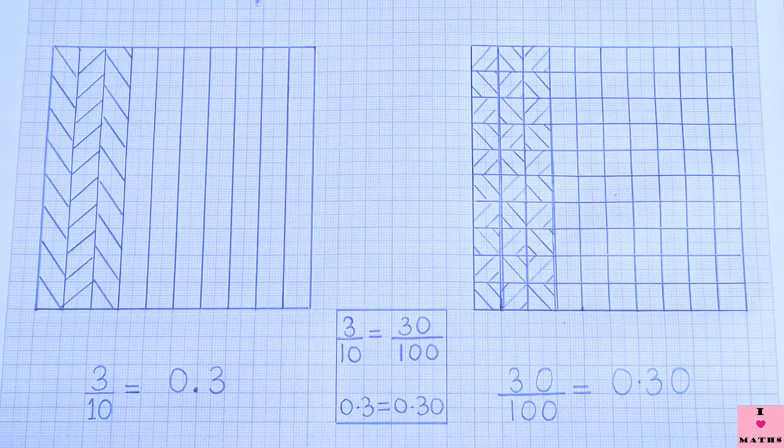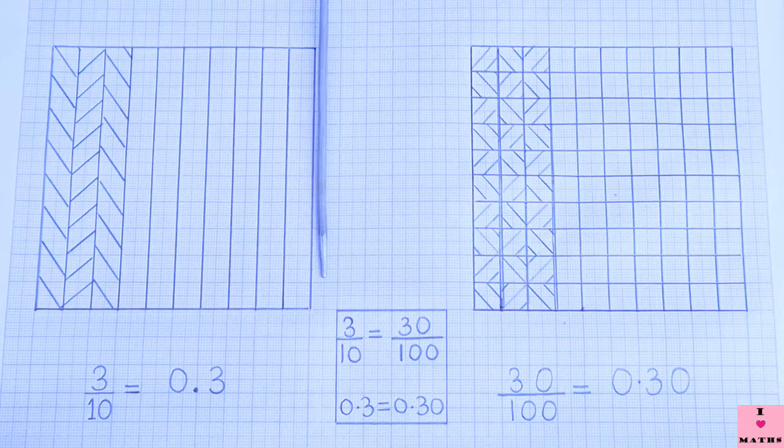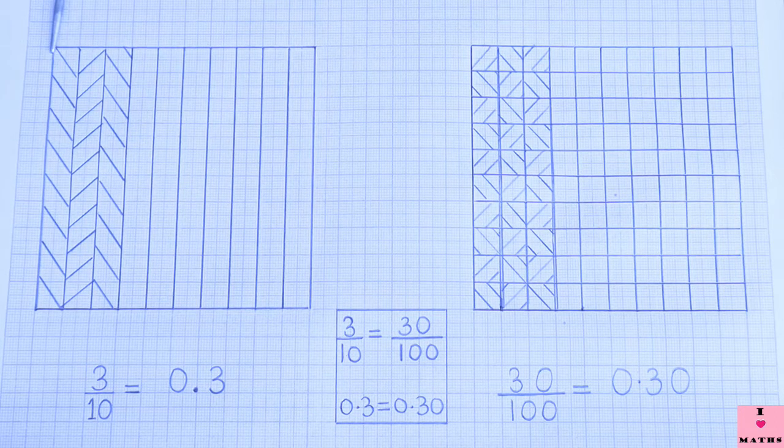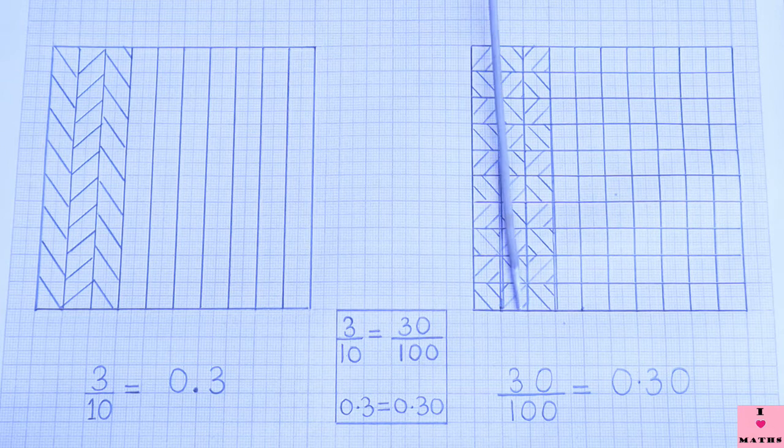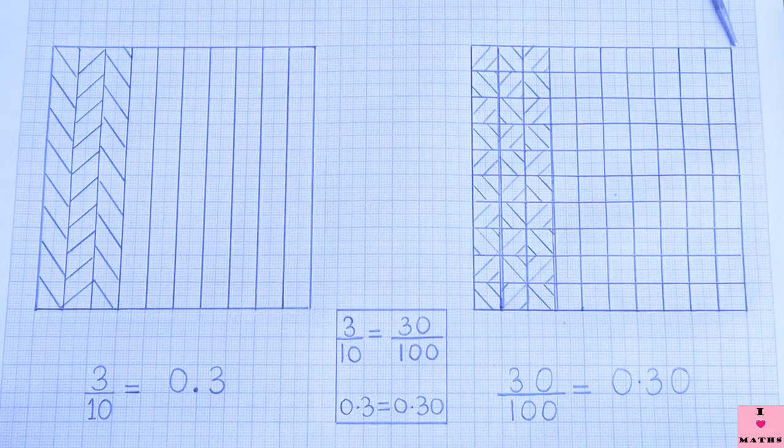So children, I am going to explain this in two ways: one mathematically and another with the help of a figure. Look at these two squares. They are exactly the same size. Each side is 10 centimeters in length. This square has been divided into 10 equal parts.